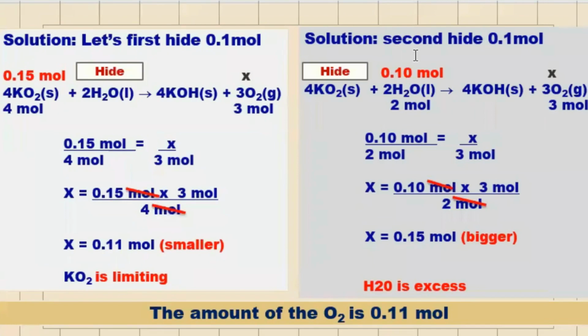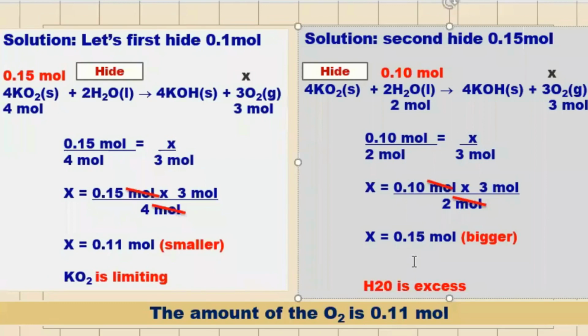In the second step, hide 0.15 mole, the given amount of KO2, and then calculate the amount of the product O2 by using 0.10 mole. 0.10 mole over 2 mole equals X over 3 mole. This gives X equals 0.10 times 3 divided by 2, which equals 0.15 mole.